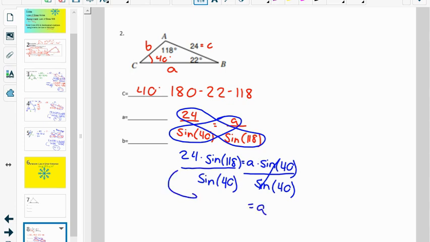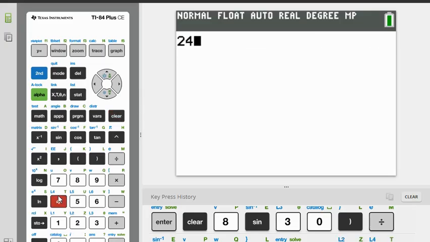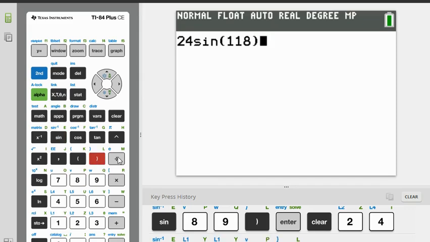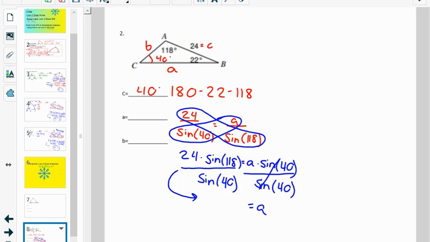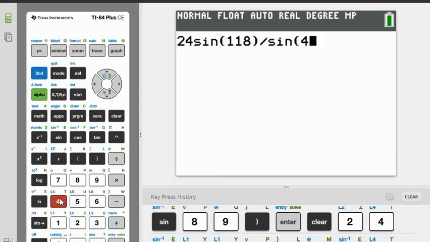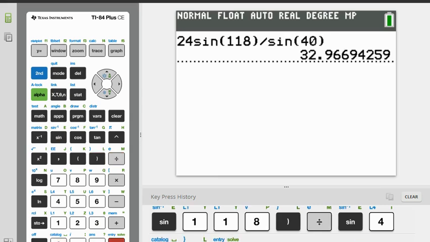And then you can type this in your calculator to figure out side A. 24 sine of 118 divided by sine of 40. And that's about 32.33. We'll just round to 33.